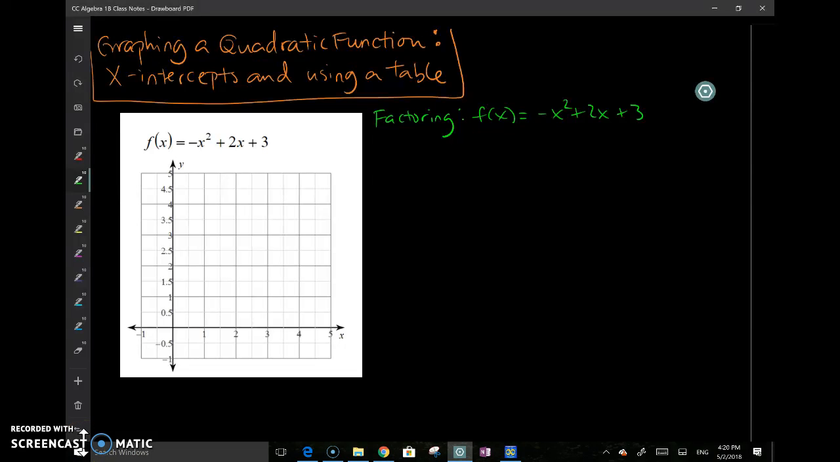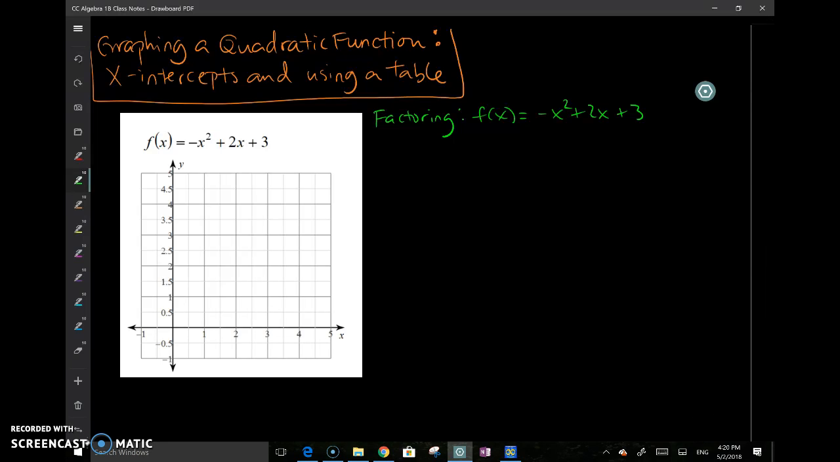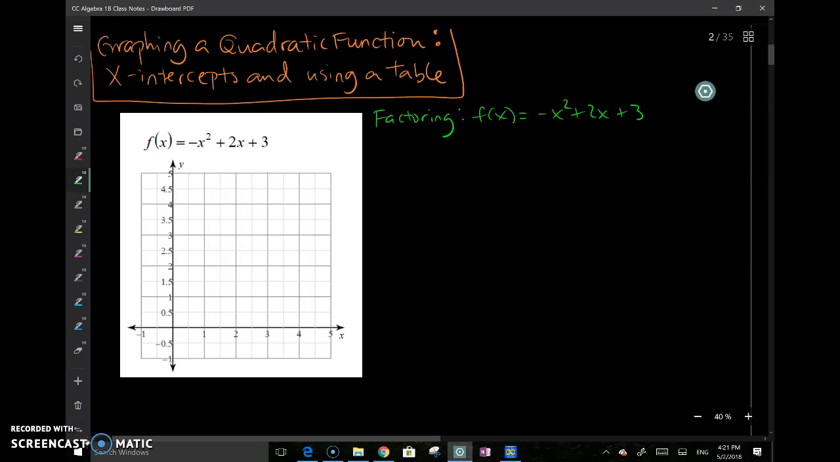Hi everybody. In this video I'm going to show you how to graph a quadratic function, and I'm going to do this by focusing only on two things: getting the x-intercepts by factoring and using a table to create additional points for your parabola. To factor, you have to remember that you want to first start by looking at your expression and seeing if there's a greatest common factor to pull out.